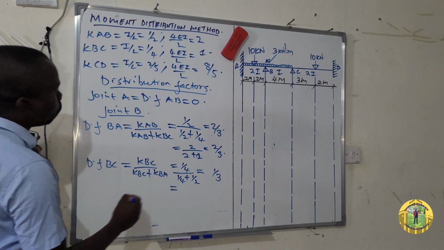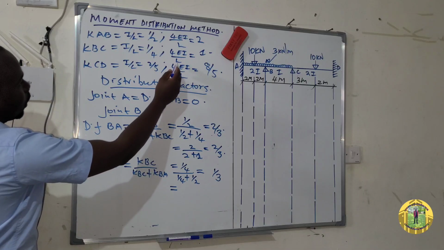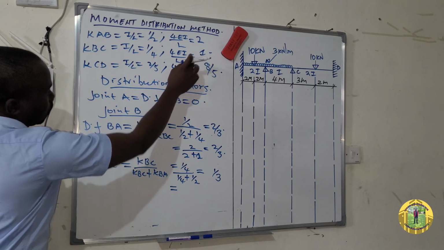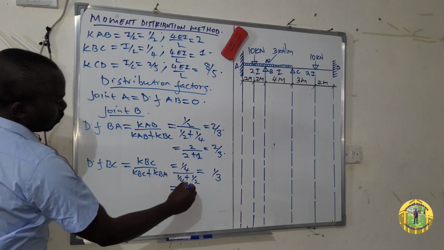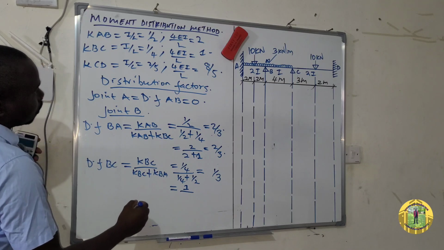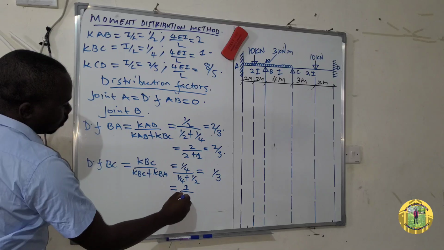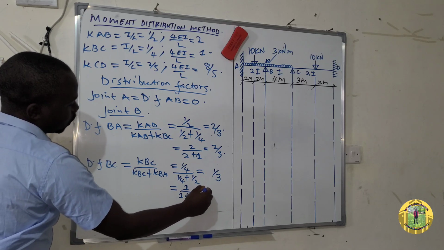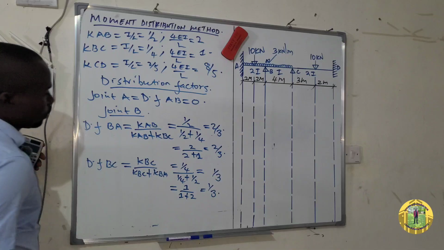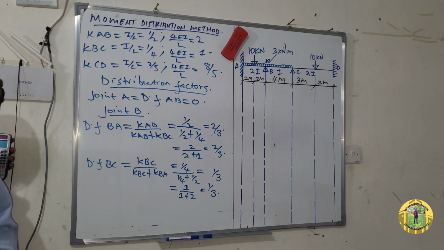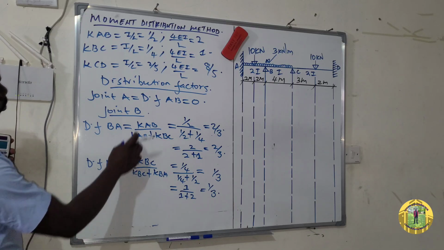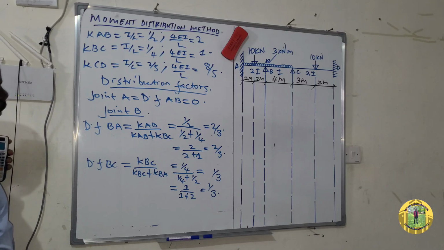So if again we decide to use 4EI over L, we have 1 all over 1 plus 2, which is equal to 1 over 3. So it is up to you to choose which method will save your time during your exam. And then we proceed from joint B to joint C.